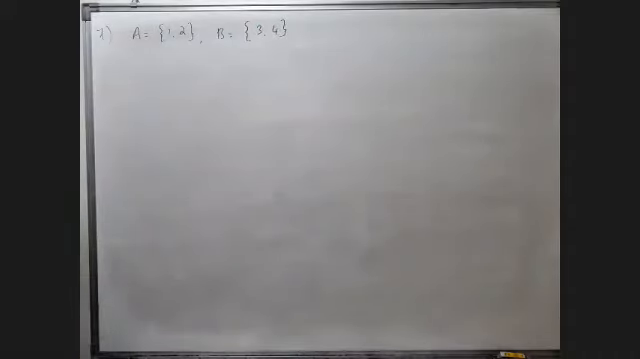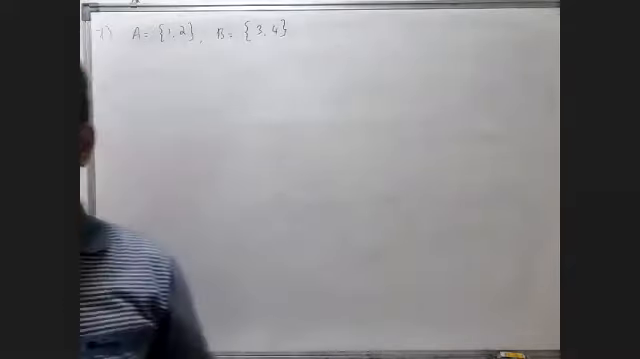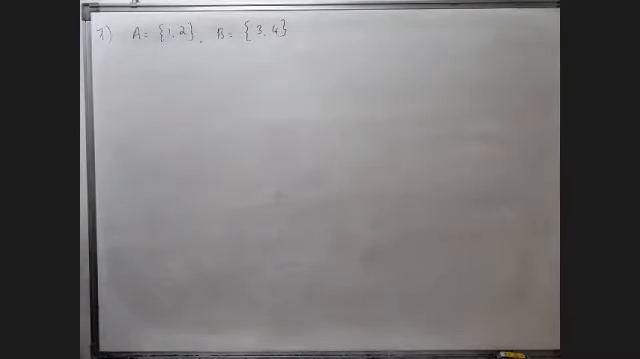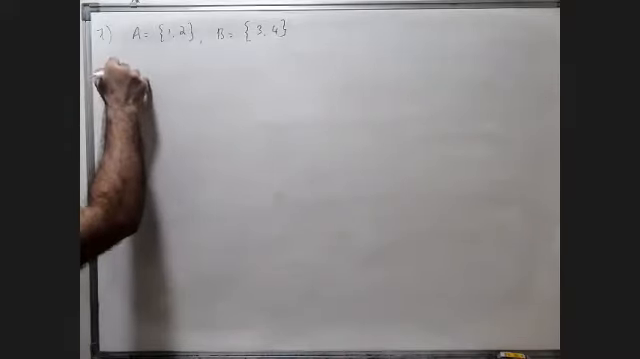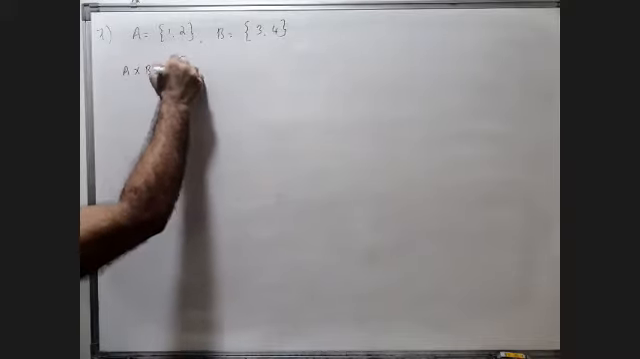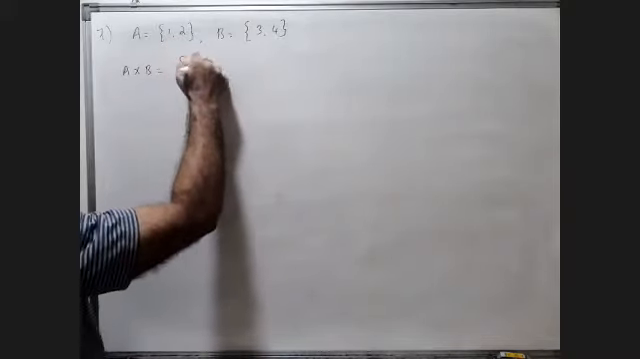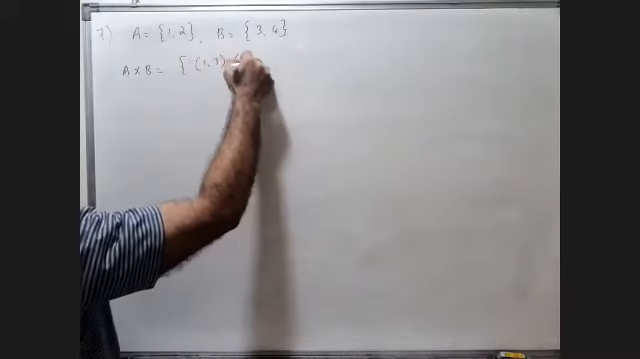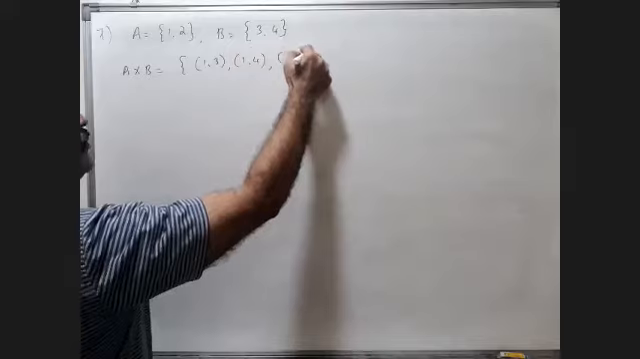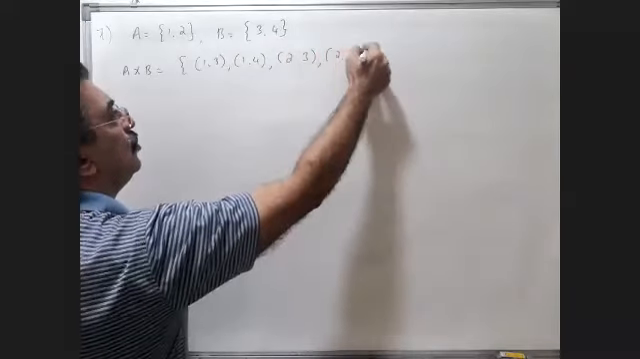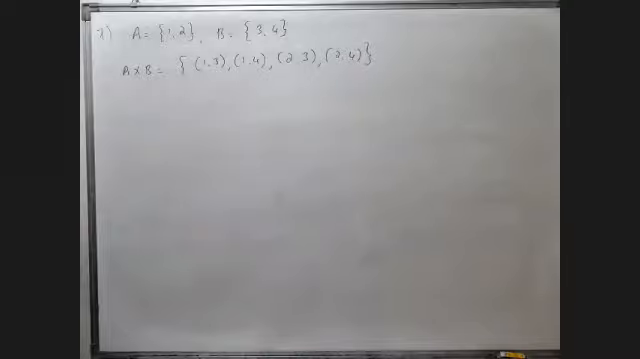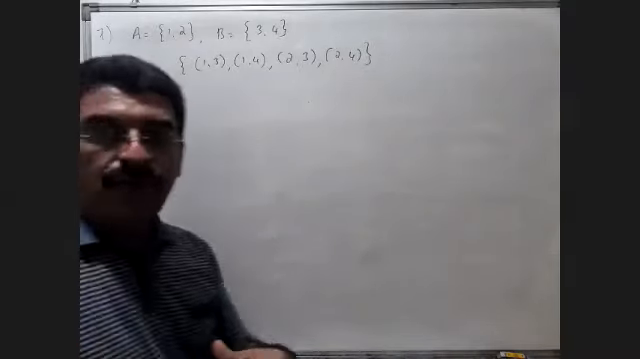The question: write A cross B. You know how to write it. All of you write it. A cross B. We'll be taking the first one. 1, 3, 1, 4. 2, 3, 2, 4. This is A cross B. See, if we know A and B, we can write A cross B.